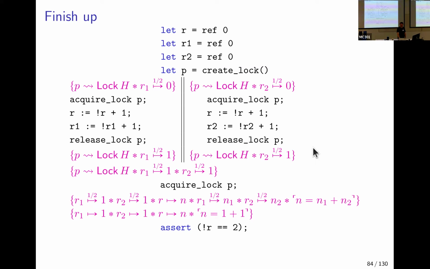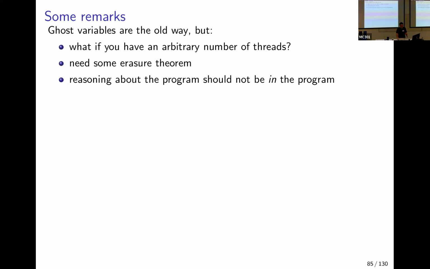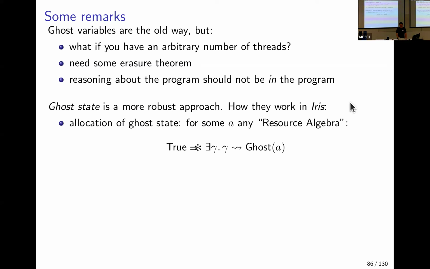Okay, so this was a bit weird because you had to change your program in order to prove it, so that's not satisfactory. The standard way is not using those ghost variables, those auxiliary variables. Why? Because what if you have an arbitrary number of threads? Would you need to modify your program with an arbitrary number of variables? It would be a bit strange. You need some erasure theorem to talk about the preservation of semantics. In general, it should not be in the program, because that's reasoning about the program, not in the program. So the standard way of dealing with this is to use ghost state.